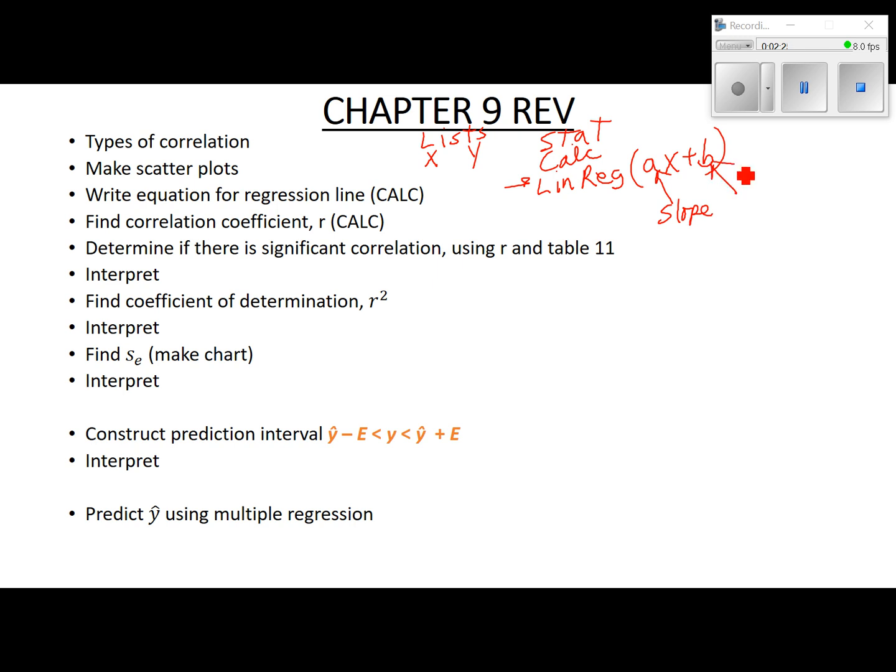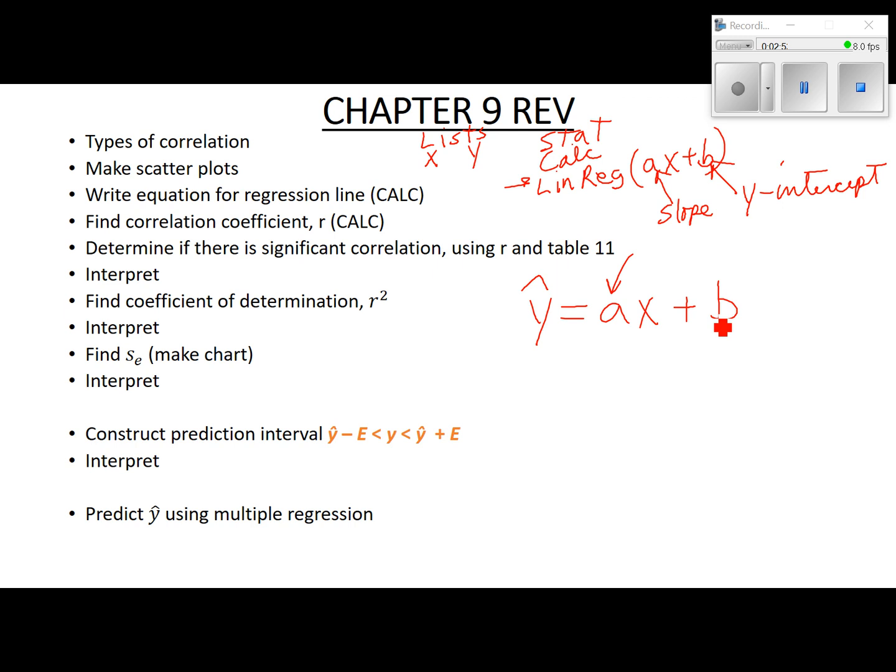Remember this A, that's your slope. The B is your y-intercept. It's where the line crosses the y-axis. And then you're going to write your equation, and your equation is just going to be y hat equals A times X. You're going to put in whatever the calculator told you for A there, plus B. Might be minus B if it's negative.